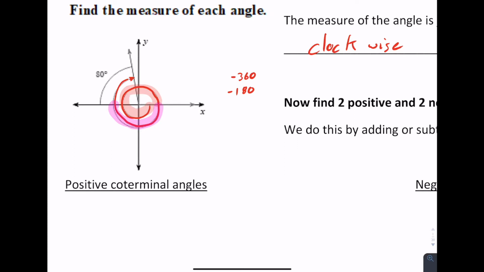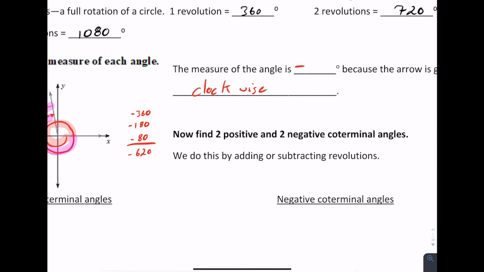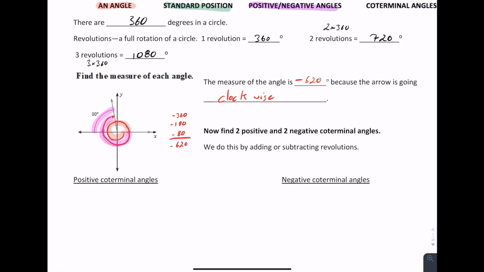And then they gave us a hint right here that this distance right here is 80 degrees. Since it went that distance a little bit more, still in the negative direction, I'm going to subtract another 80. And then we just have to combine these values, right? So negative 360 minus 180, and then minus 80 again. If you do some quick math, you get negative 620. So the answer is negative 620 because the arrow is going clockwise.